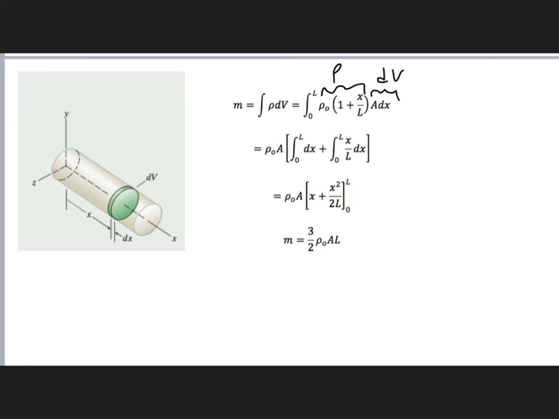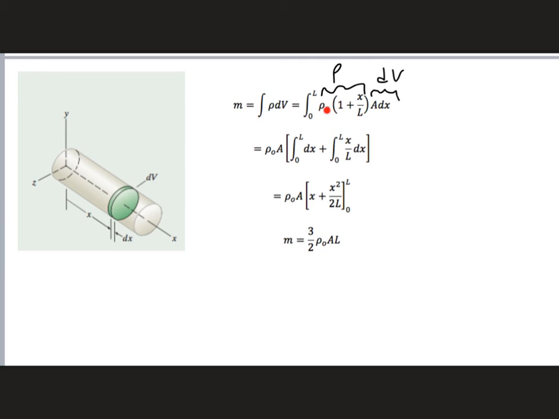I've got my rho dV. Now it's just a matter of doing the integral. Rho naught and A are constants, so they come out. And also, let's note that our limits of integration, hopefully obvious, are going to go from x equal to 0 to x equal to L, the entire length of the cylinder. That's why we have those limits there.